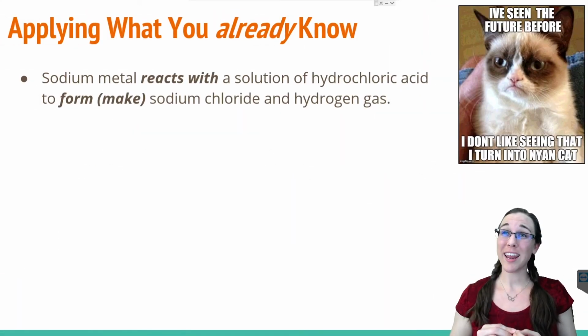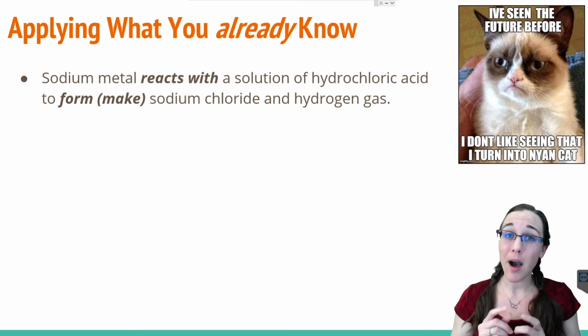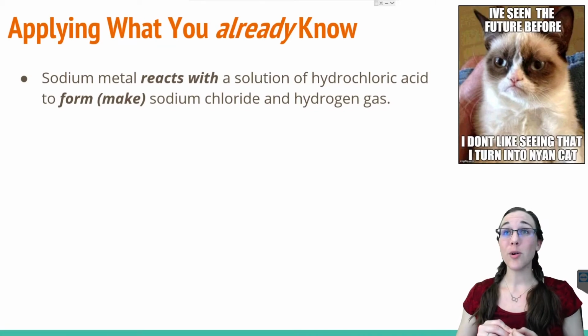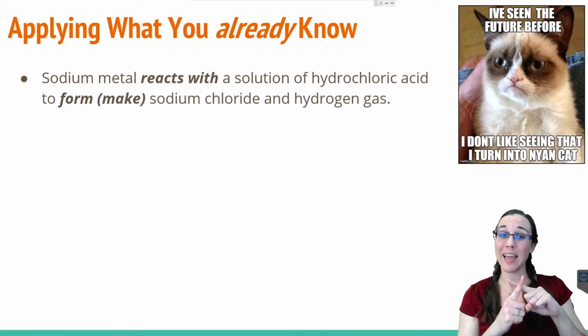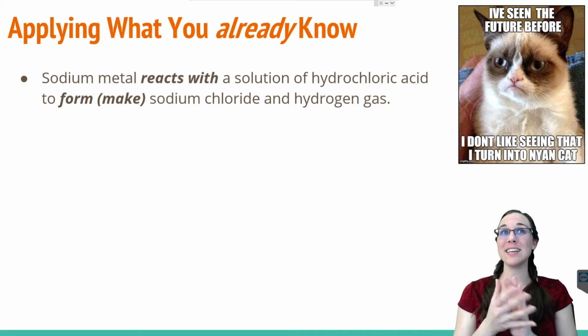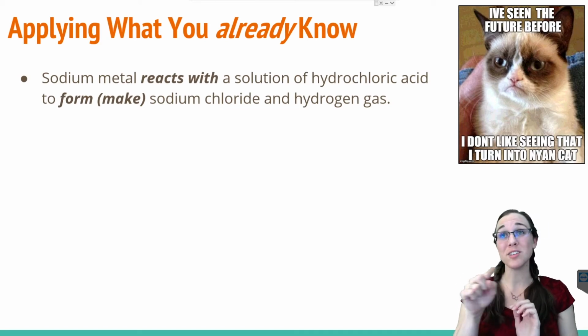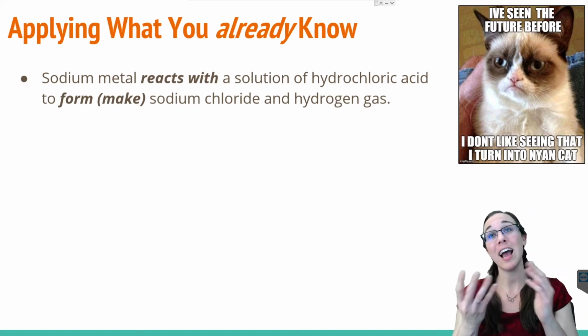So try writing out this chemical equation before I tell you what it is. Go ahead and pause the video here and give it a try. Two hours later. Sodium metal, that's a solid, reacts with, that's a plus sign, a solution of hydrochloric acid, HCl aqueous, to form or make, that's our reaction arrow, sodium chloride, NaCl, and hydrogen gas.